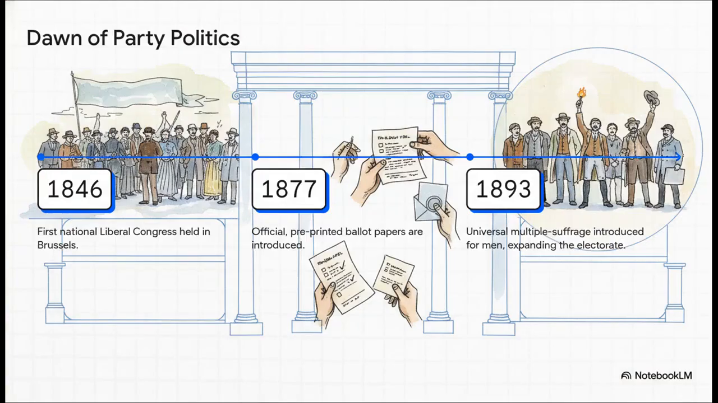Now, what's so fascinating about this is you can actually see politics getting more and more professional. So in 1846, all these little local liberal groups get together for the first time on a national level. Then fast forward to 1877, and the government starts making official ballot papers, so you're no longer just scribbling a name on a random slip of paper. And then the big one, 1893, when way more men get the right to vote. Every single one of these steps made the work of these local associations more important than ever.